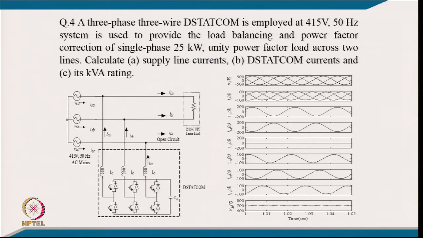and these are typical waveforms of supply voltage, PCC voltage and the grid current which are balanced and sinusoidal at unity power factor, and these are typically the load current across the two lines, and the third phase does not have a load because it is open circuit, and then these are the compensator current and DC link voltage.